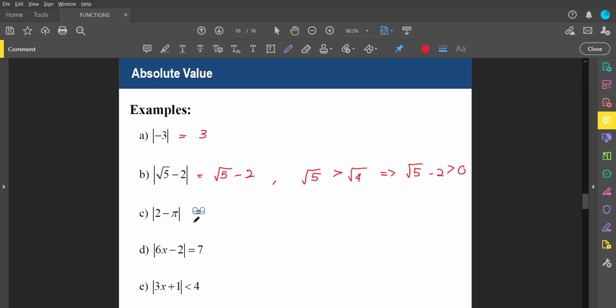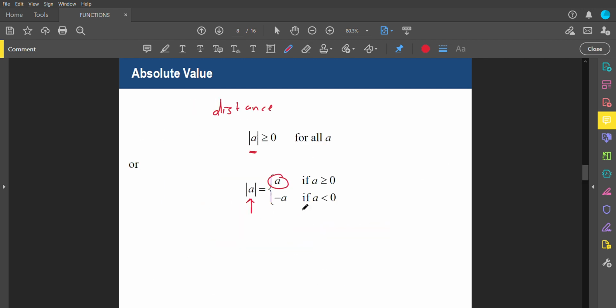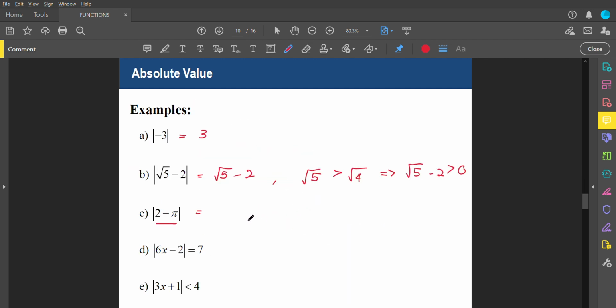And then the third one, we have 2 minus pi. Then we have to check whether 2 minus pi is positive or negative, so that we can use this rule. We know that pi is somewhere around 3.142, which is greater than 2. So 2 minus pi is less than 0. It's a negative number, so you have negative (2 minus pi).